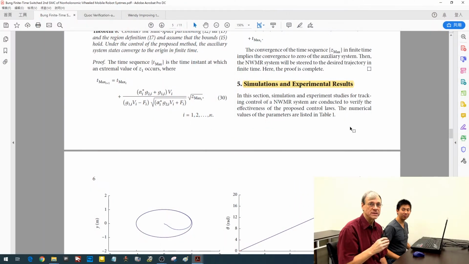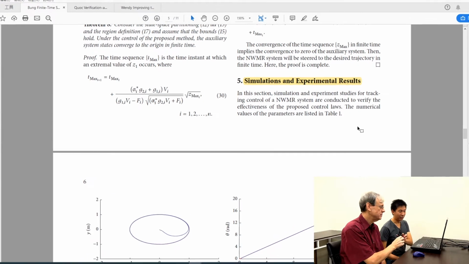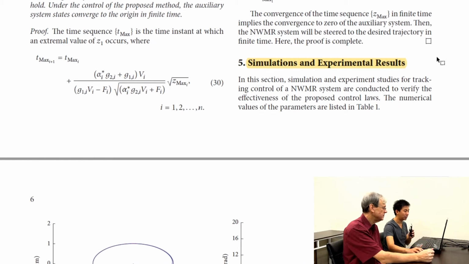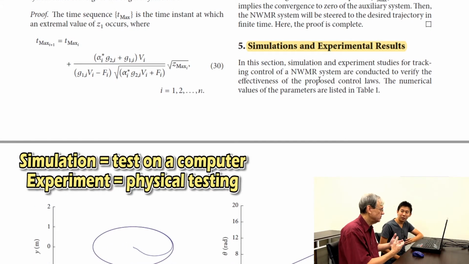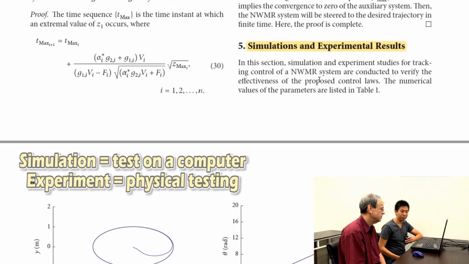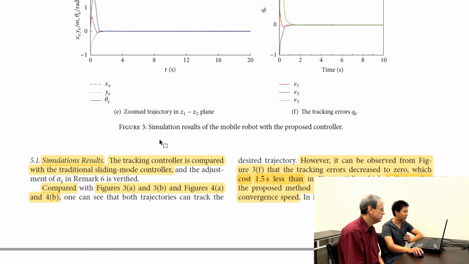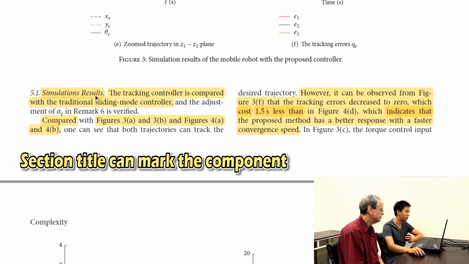Okay, now we'll look at the same things in our mechanical engineering article. Okay, let me talk first. This is a testing division, and if you look at section number 5, the name is simulation and experimental result. The simulations are on a computer, and the experiment is a physical, real thing. Yes, right. Okay, let's see the first one, simulation result.